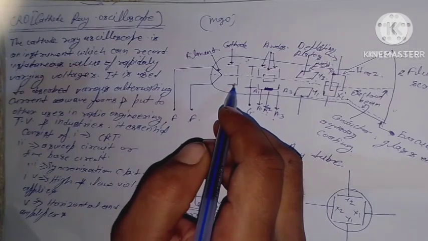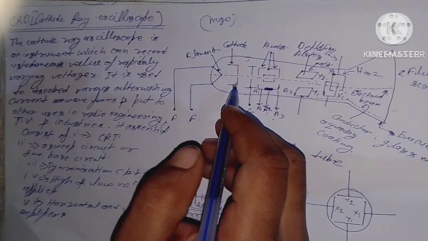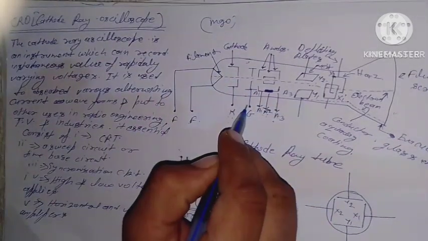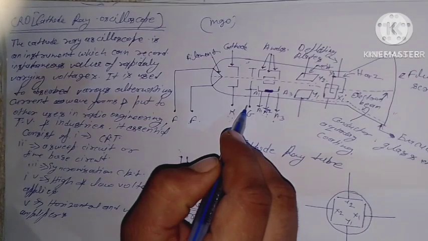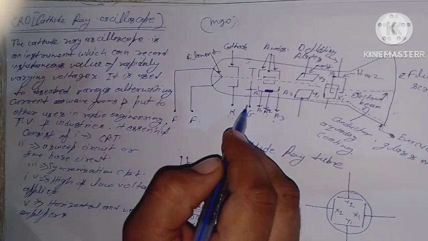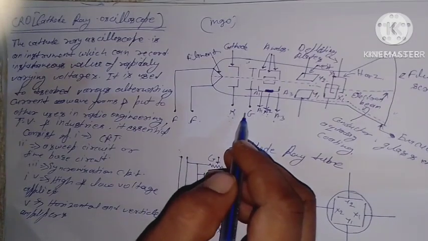By varying the negative potential of the grid, the emission of electrons from the cathode can be controlled, and thus the brightness of the spot on the screen can be varied.